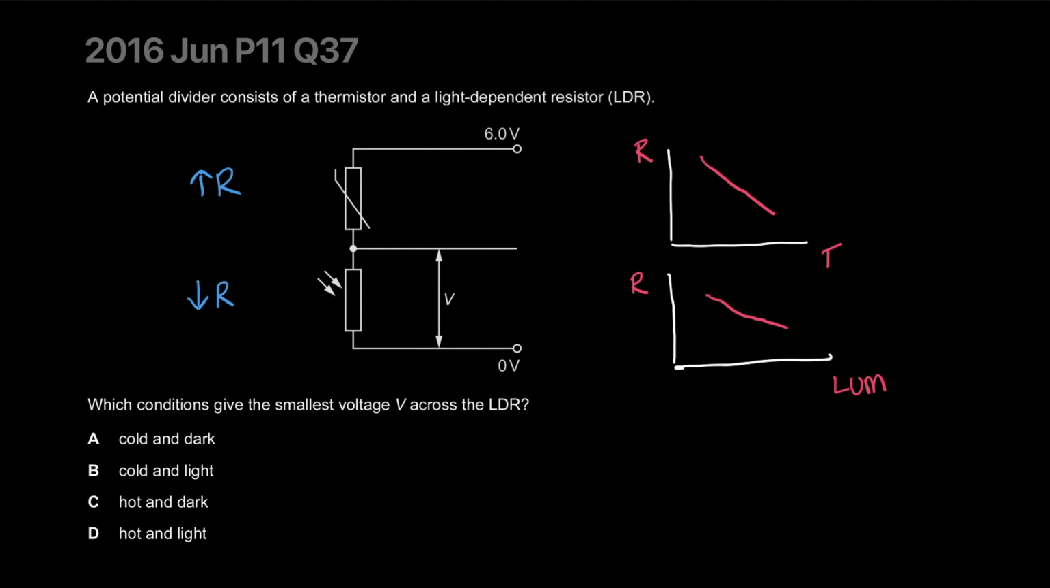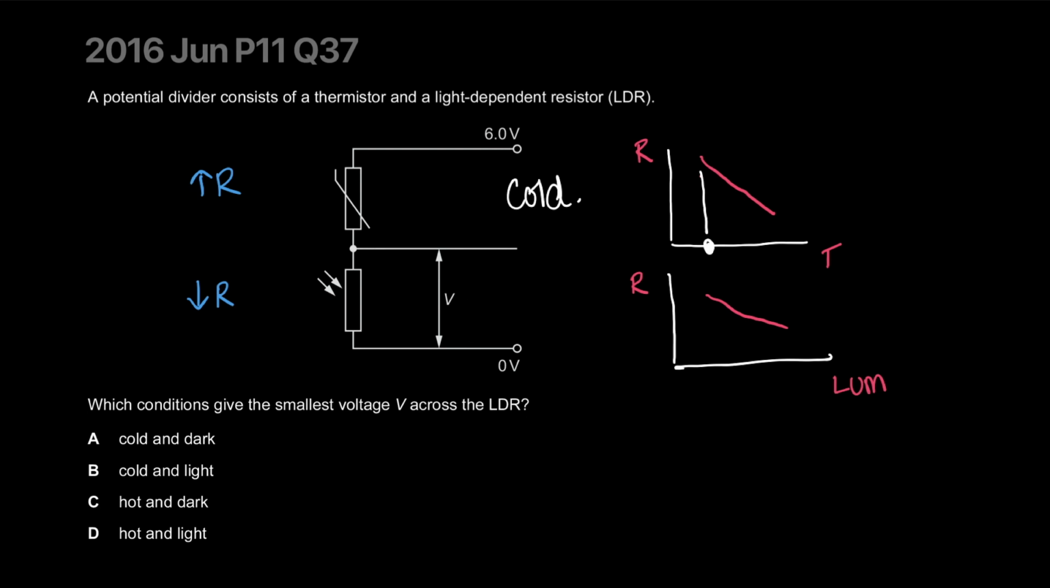So with that in mind, can I figure out a combination where this voltage is a minimum over here? I want a maximum resistance. I'll get a maximum resistance when the temperature for the thermistor is really low. This is what I want. So the temperature needs to be cold.